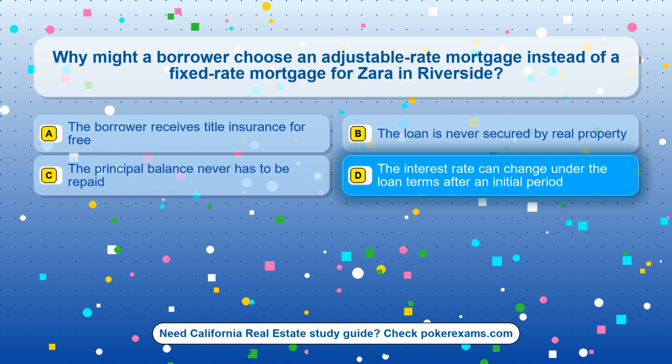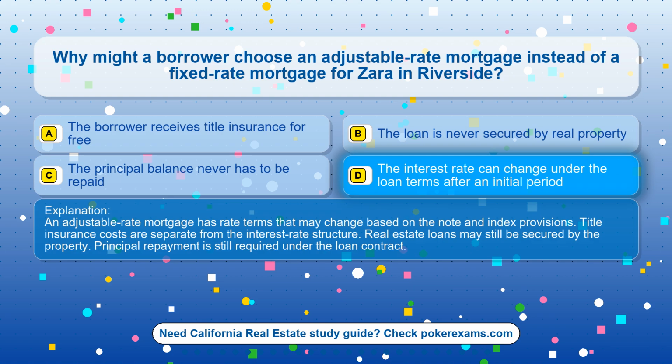The correct answer is option D. The interest rate can change under the loan terms after an initial period. An adjustable-rate mortgage has rate terms that may change based on the note and index provisions. Title insurance costs are separate from the interest-rate structure. Real estate loans may still be secured by the property. Principal repayment is still required under the loan contract.